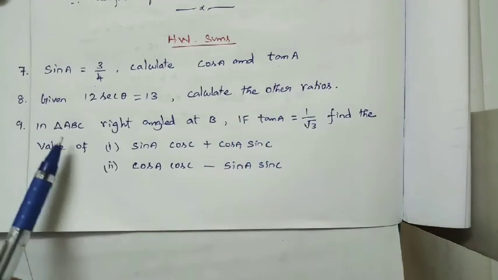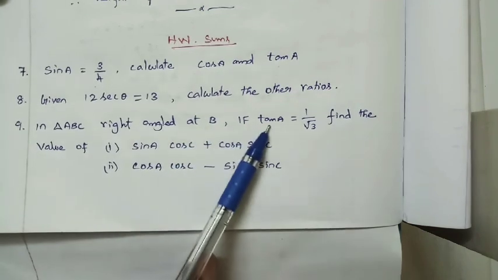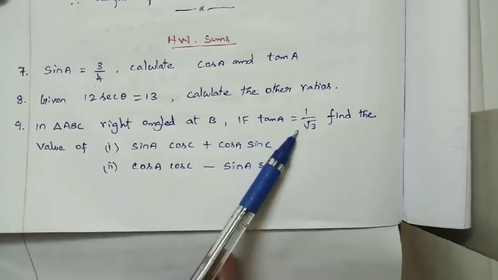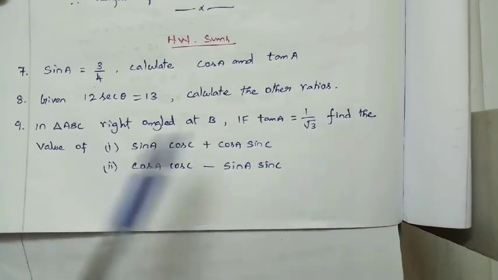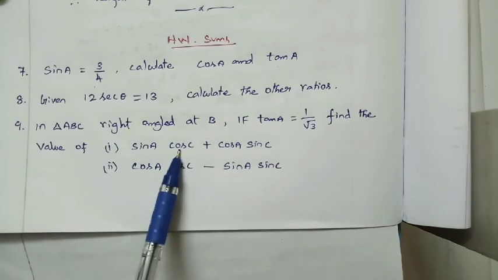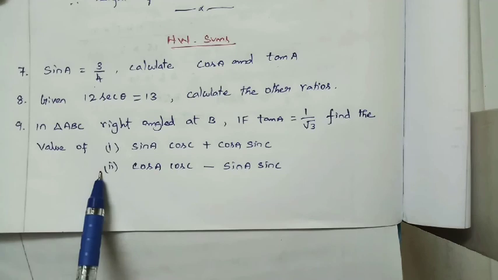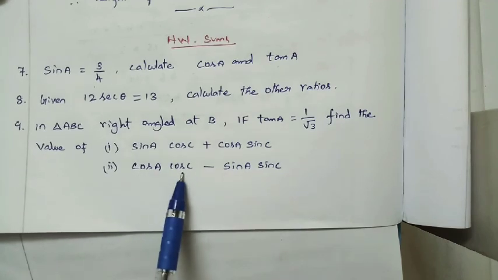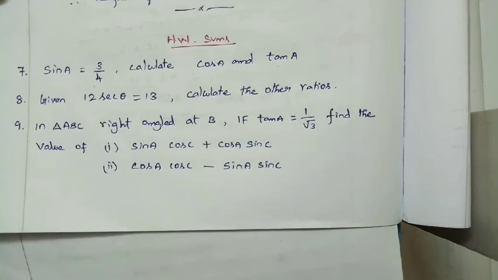Sum number 9: in triangle ABC, right angled at B, if tan A is equal to 1 by root 3, find the value of sin A into cos C plus cos A into sin C. Second subdivision: cos A into cos C minus sin A into sin C. Only 3 sums alone for homework.